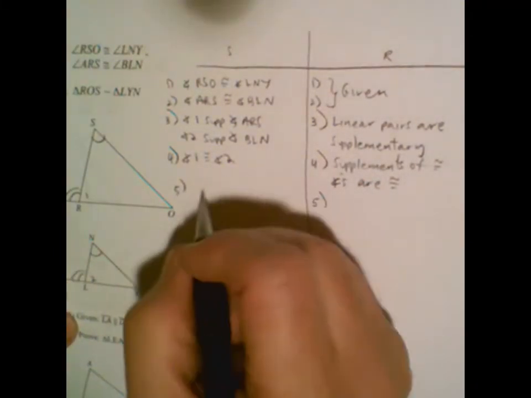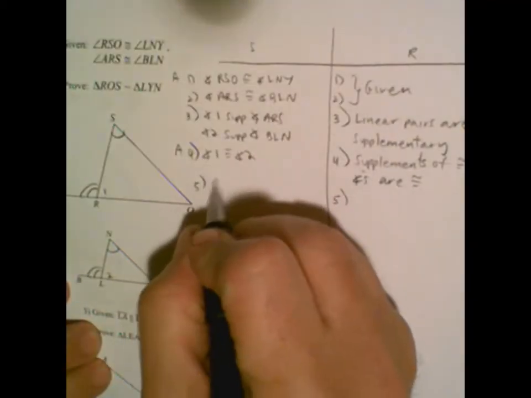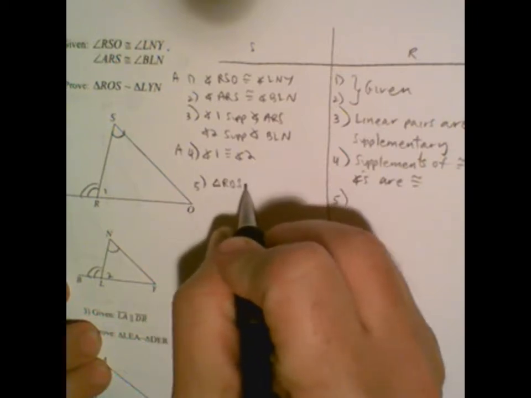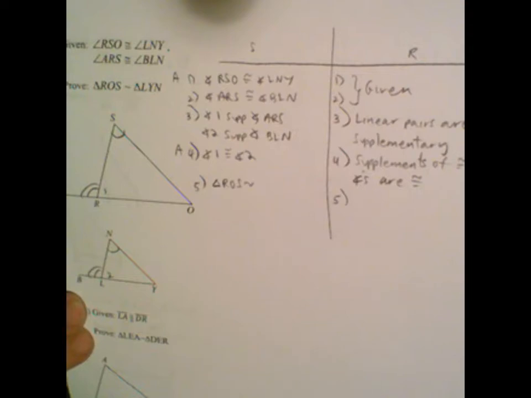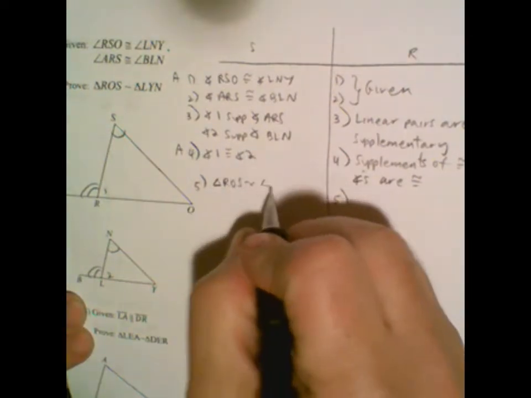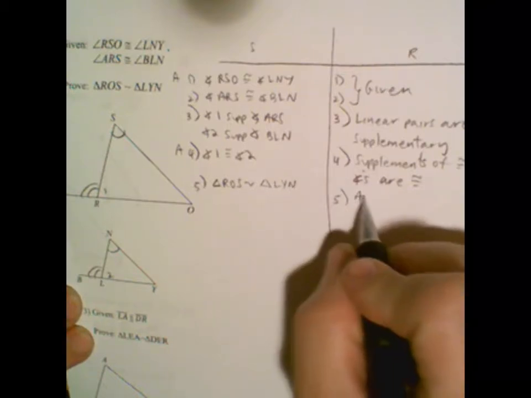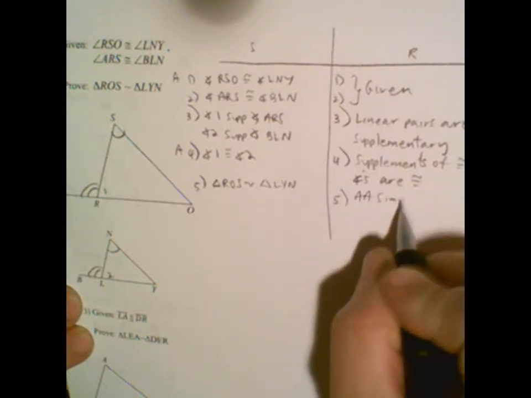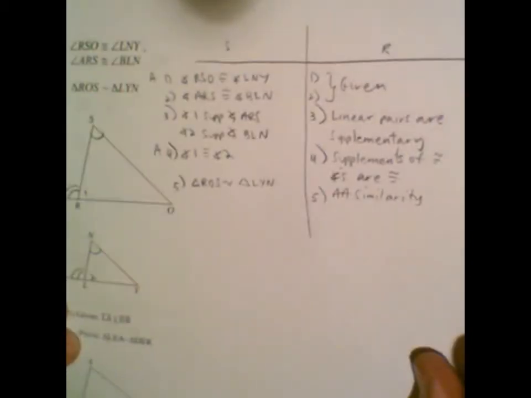Now I actually have enough information. I have angle there, angle there. The other angles outside the triangles, these angles didn't count, they were outside. And now I can say triangle ROS is similar to triangle LYN because of angle similarity. Okay, so we just did another one.